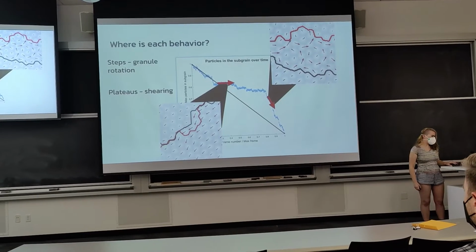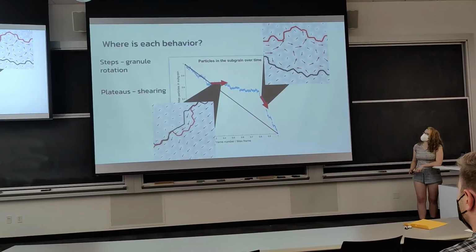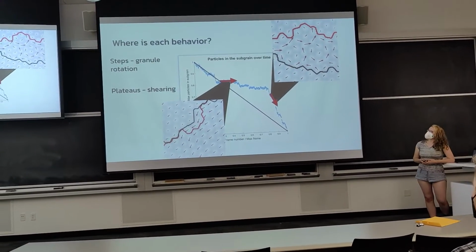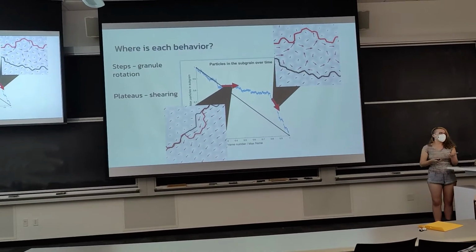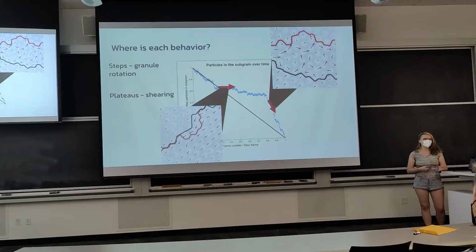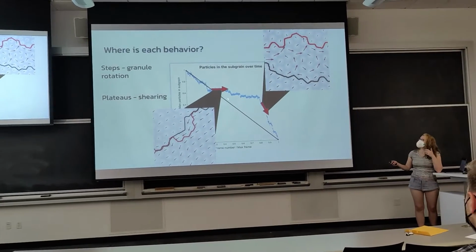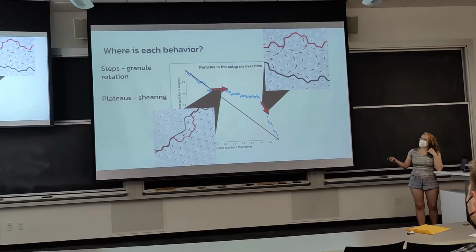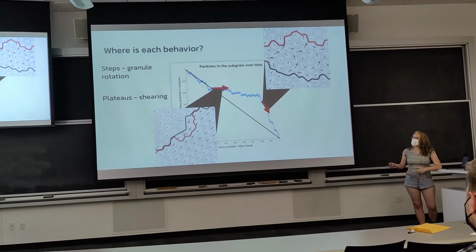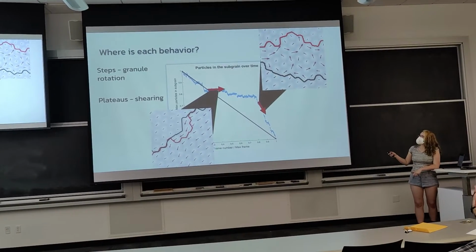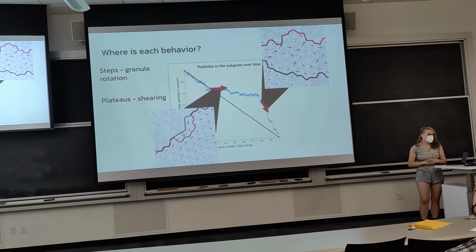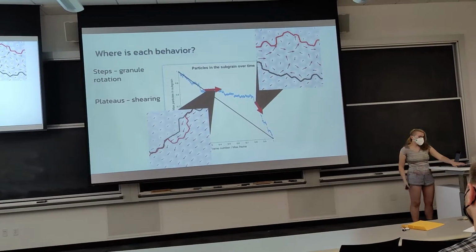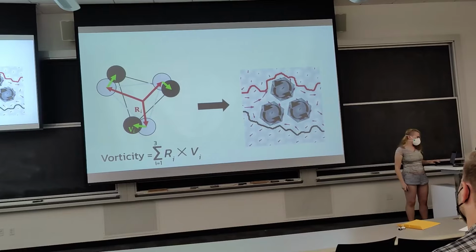Now, where is each behavior? Can we prove to ourselves that this correlates with the shape that we see? Now, I can't convince you guys of this. You'll just have to trust me when I say that. When we look across intervals of these plateaus, we really only down the steps, we see tons and tons of little vortices throughout our lattice that take place. So we know that we're onto something here.